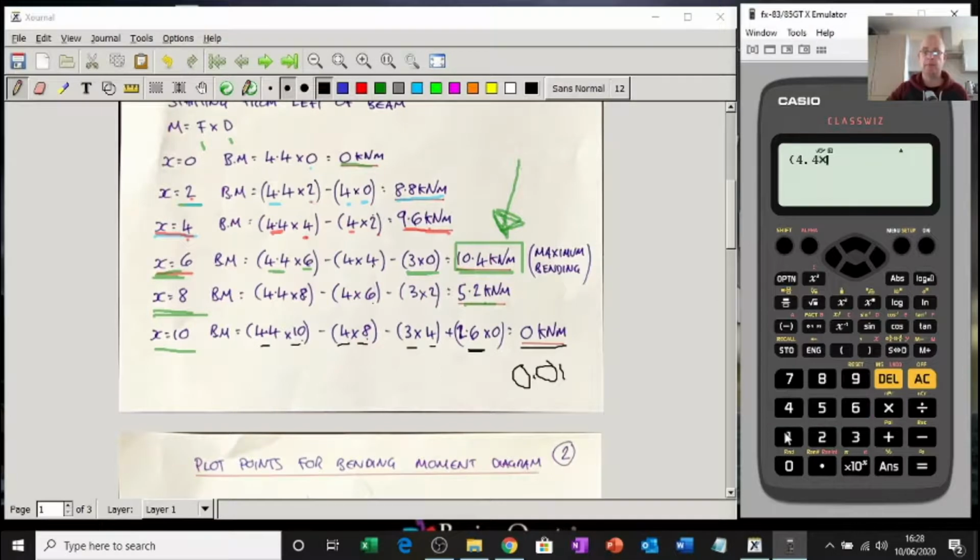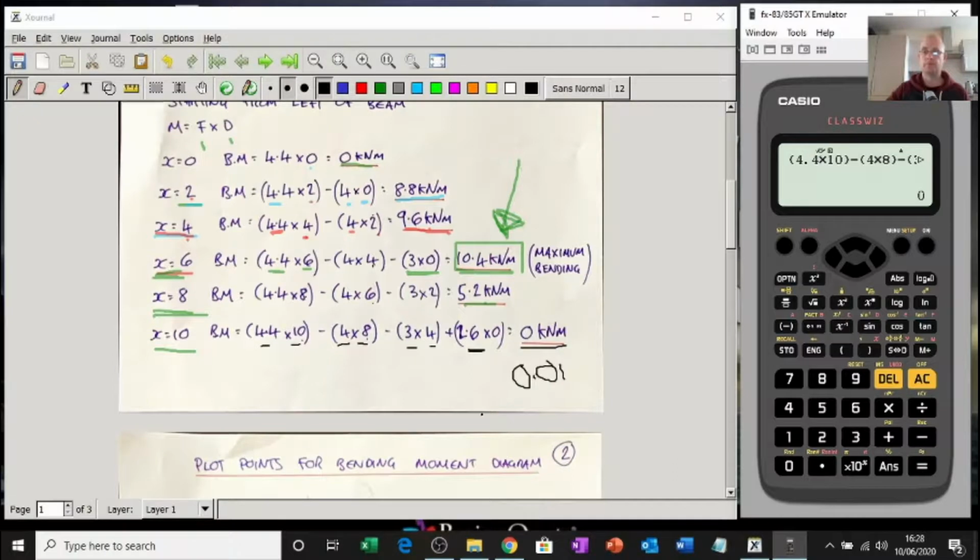4.4 times by 10. These are all anti-clockwise. Just stick them in. 3 times by 4. Don't forget the minus. Plus, because this is coming up, trying to go. So it doesn't really matter really because it's times by 0 anyway.